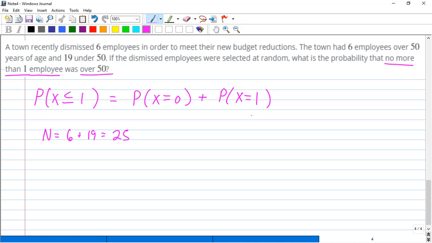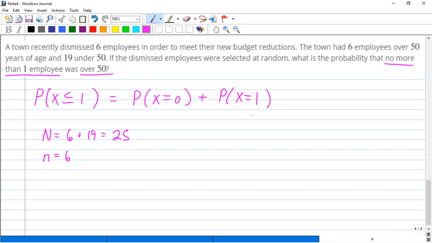All right. How many people are being dismissed? 6. All right, so the sample size of people that are being dismissed is 6. Now, is our problem referring to people that are over 50 or under 50? What are we trying to figure out a probability about?